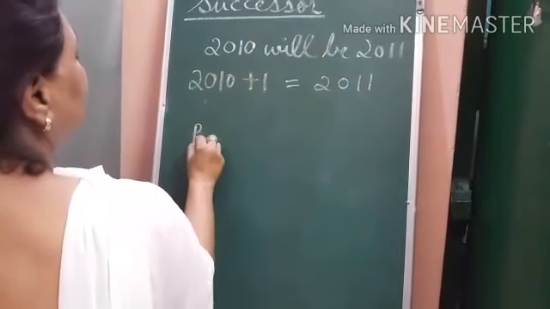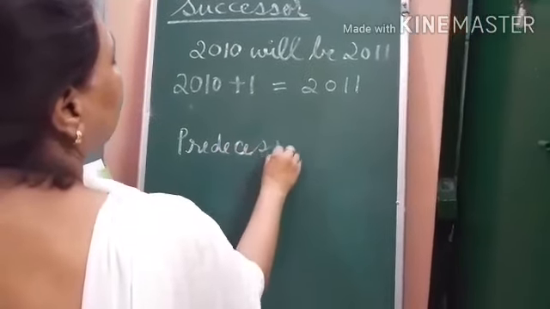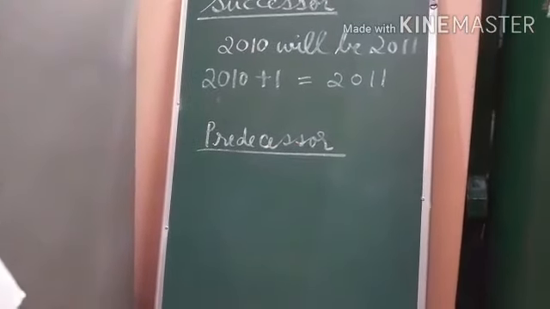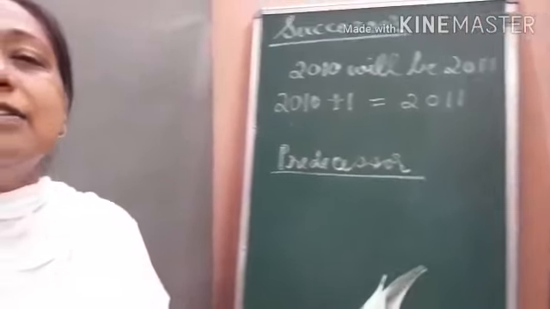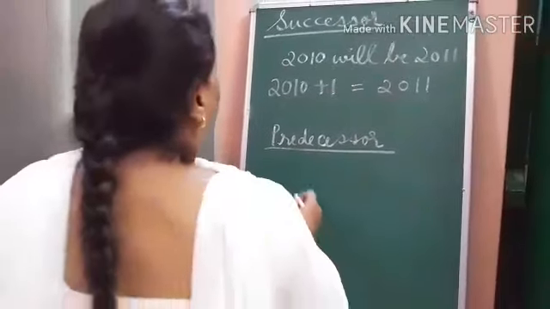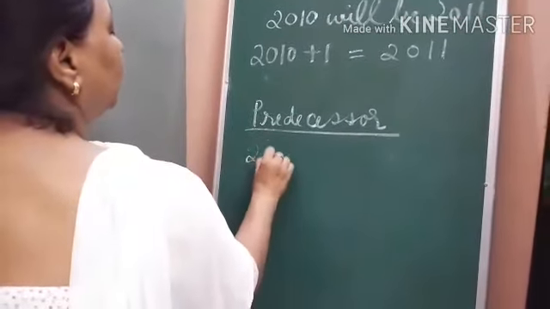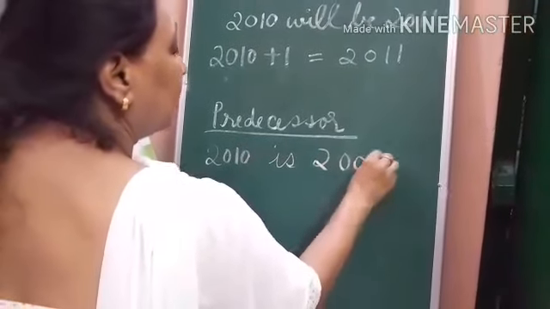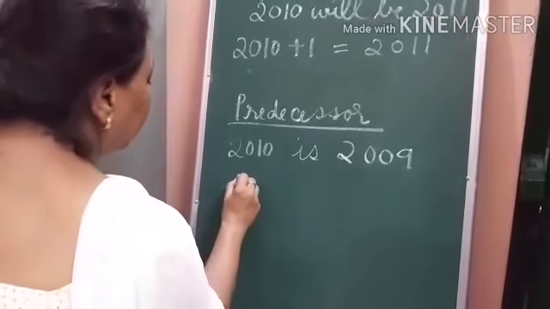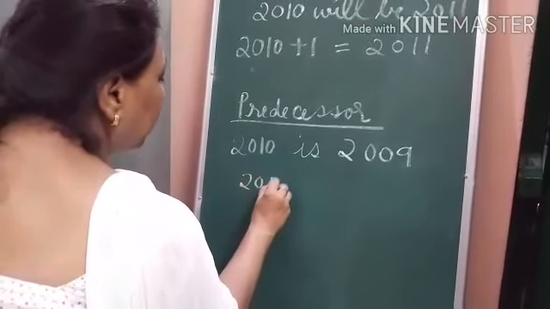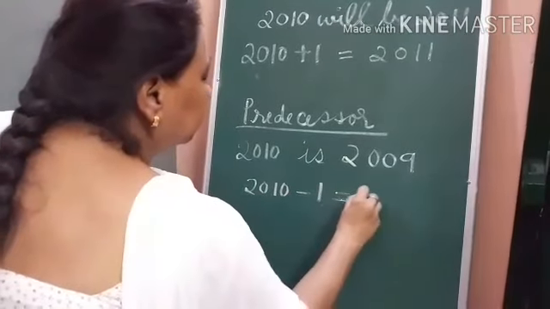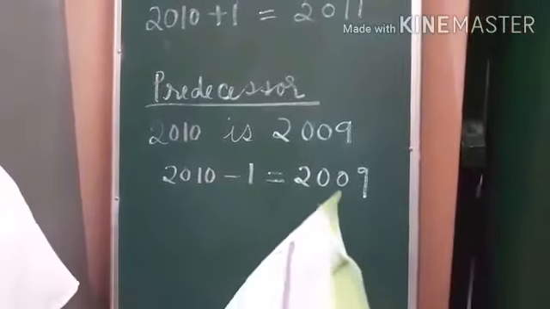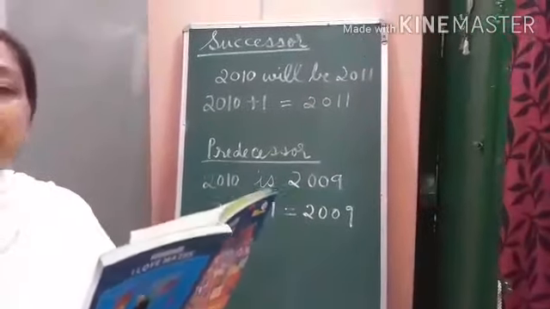Next is predecessor. The number that comes just before a particular number is called its predecessor. For example, the predecessor of 2010 is 2009. To get the predecessor of a number, we minus 1 from that number. 2010 minus 1 is equal to 2009. Now we understood what is successor and predecessor.